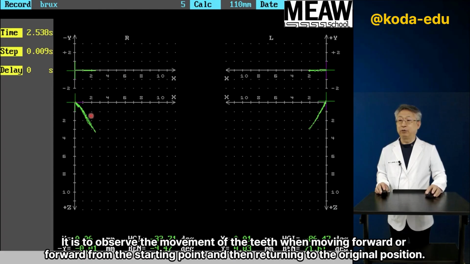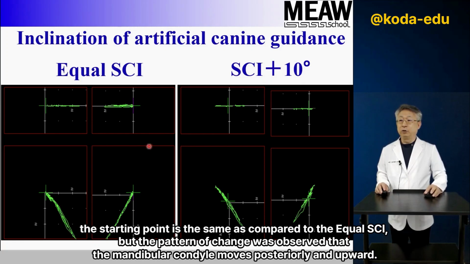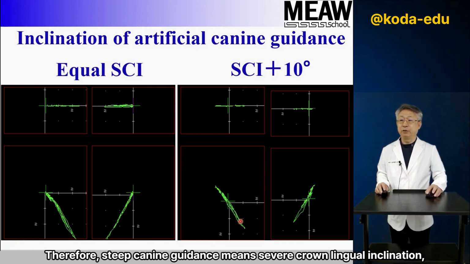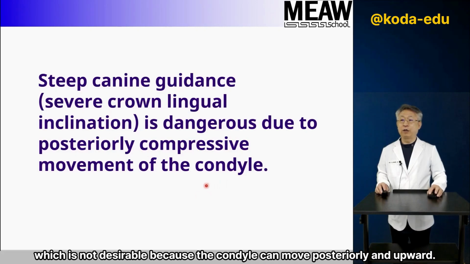It is to observe the movement of the teeth when moving forward from the starting point, and then returning to the original position. If the crown lingual inclination of the maxillary canine is 10 degrees, the starting point is the same as compared to the equal SCI, but the pattern of change was observed that the mandibular condyle moves posteriorly and upward. Therefore, steep canine guidance means severe crown lingual inclination, which is not desirable because the condyle can move posteriorly and upward.